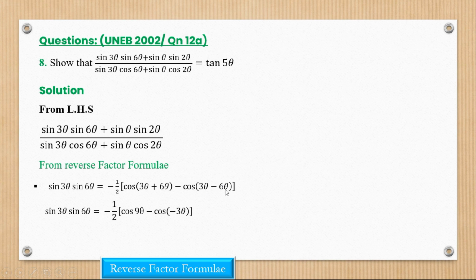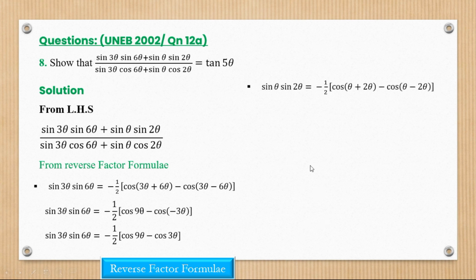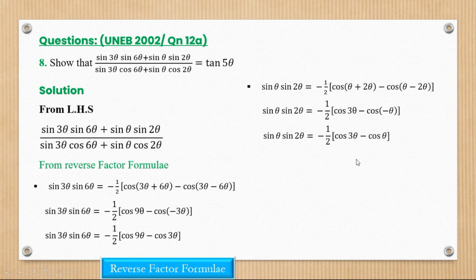Now 3 theta minus 6 theta is negative 3 theta, of which, because there is a cos here, we can ignore the negative. So this is meaningless. So we can ignore that negative sign, and we end up with a value like that. So the reverse factor formula for this other one becomes that. And then there's also a negative sign here, but because this is the cos, we ignore the negative sign. So we end up with the reverse factor formula being that.